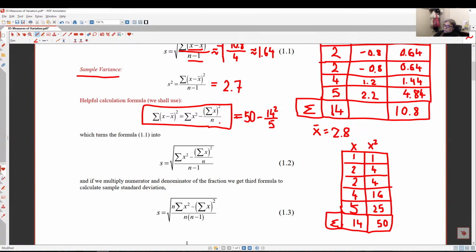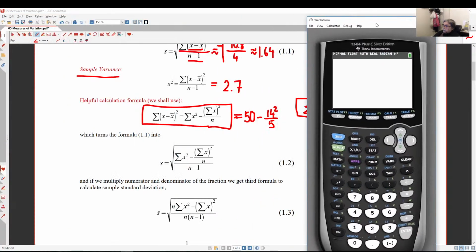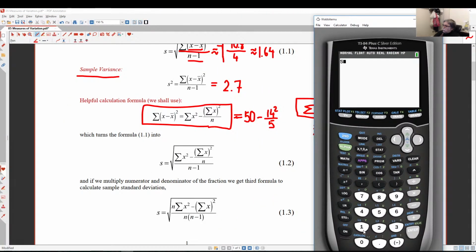is the n, the size of the sample. You might want to use your calculator for that, and if you use your calculator, it's going to be 50 minus, be careful about the order of operations, 14 ought to be squared, and then we need to divide the second term, 14 squared, by 5, and once you do that, you got 10.8, just like moments ago.